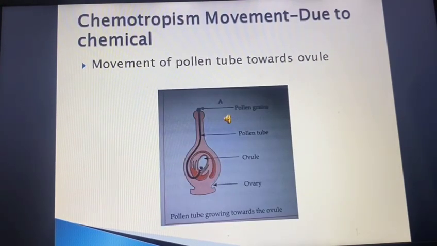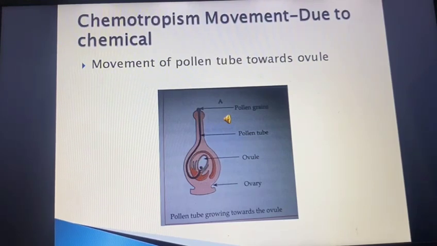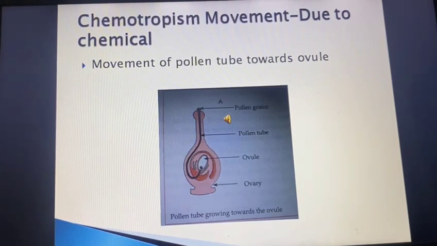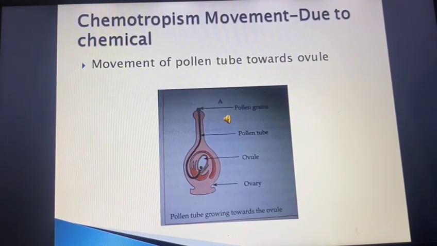Chemotropism is movement due to chemicals. When pollen grain fall on the stigma and pollen tube arises from the pollen grains, it moves towards the ovule in the ovary due to some chemical secretion from the ovary. And this movement of pollen tube toward ovule is chemotropism movement.